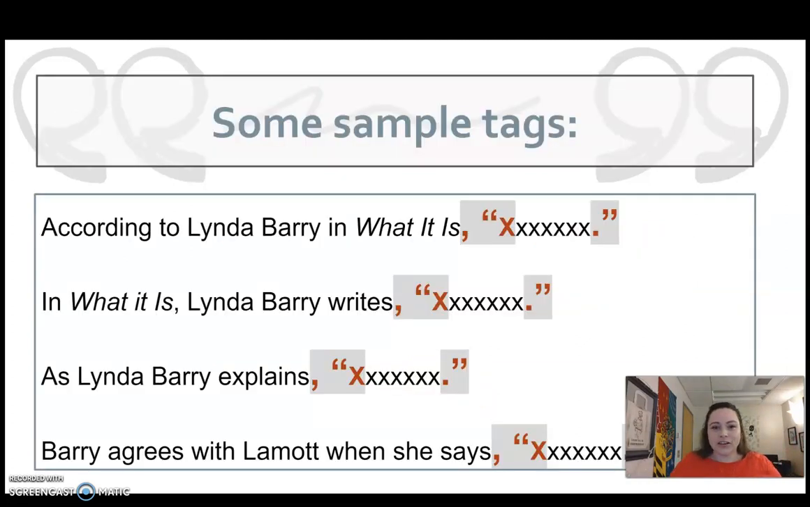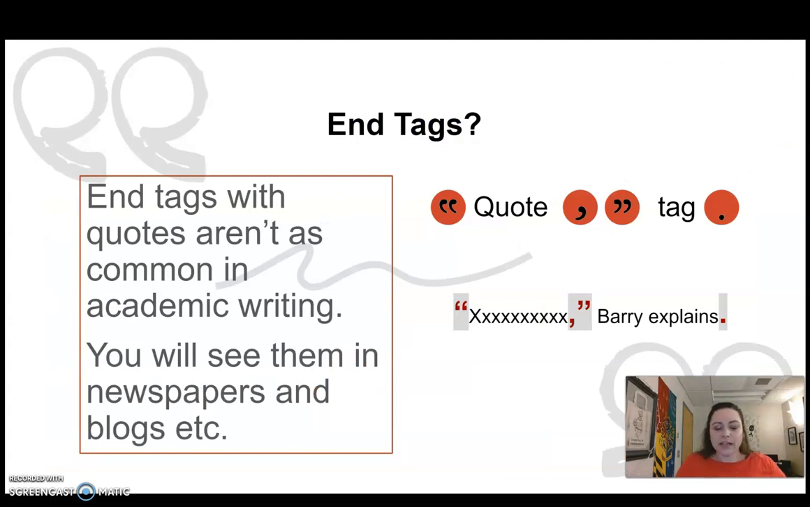So if you look at these, all of these sample tags are formatted in this same way, where we have the comma following the opening tag, a capital letter at the beginning of the quote, and a period inside the quotation marks. Sometimes in dialogue, we would use an end tag where the tag comes after the quote. It's not as common in academic writing, but you do see it in newspapers and blogs and online writing. So an end tag would look something like, quote, comma, Barry explains.